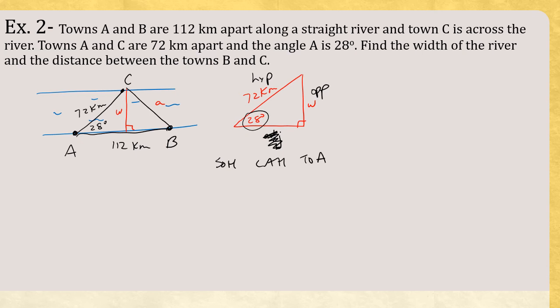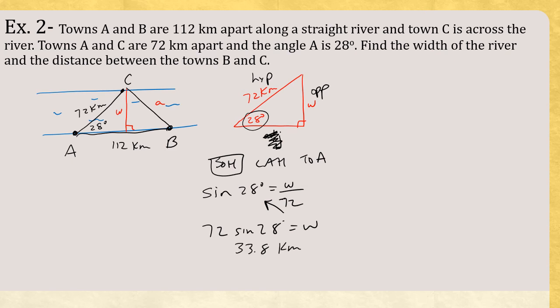SOHCAHTOA. O and H goes with SO, which is sine of the angle you circle, 28. It goes in order, right? O over H, opposite over hypotenuse. W over 72. Cross multiply: 72 sine 28 equals the width. Using our calculators, 72 sine 28 equals, again, I didn't tell you how many decimal places, we'll go to 133.8 kilometers equals width. We'll ignore that that's an astronomical width for a river. We'll just pretend that that exists.